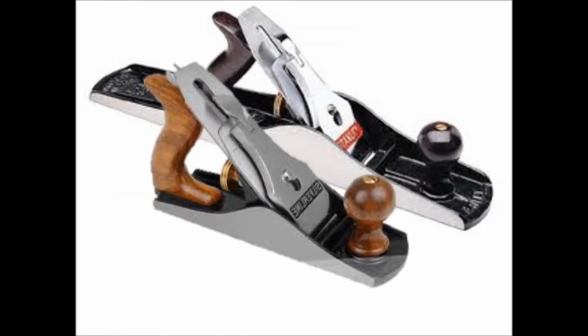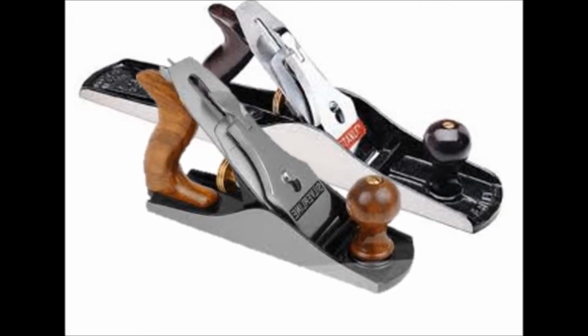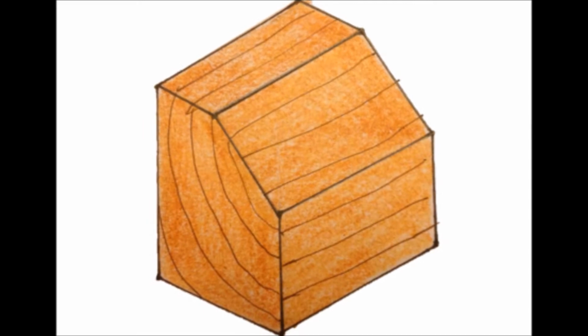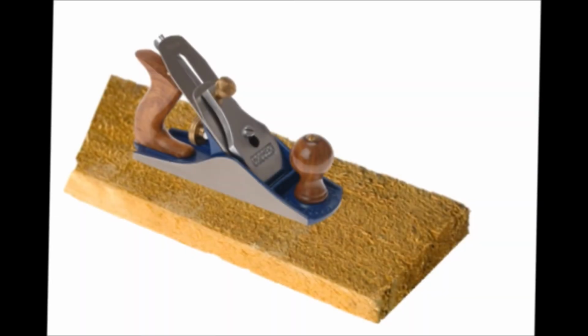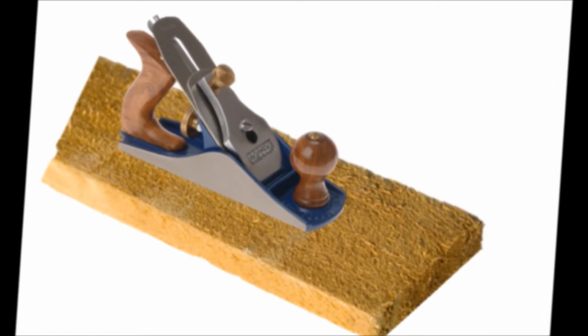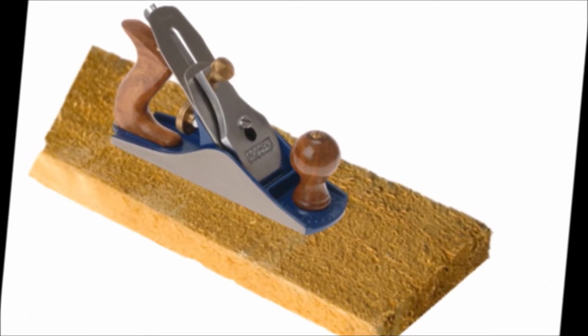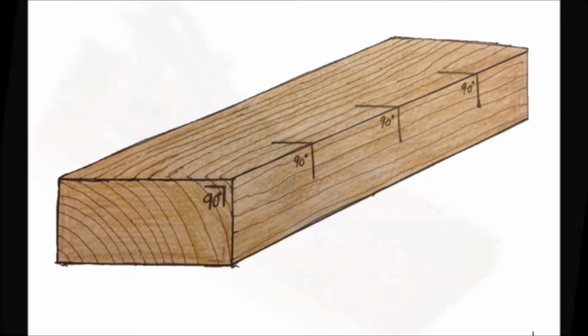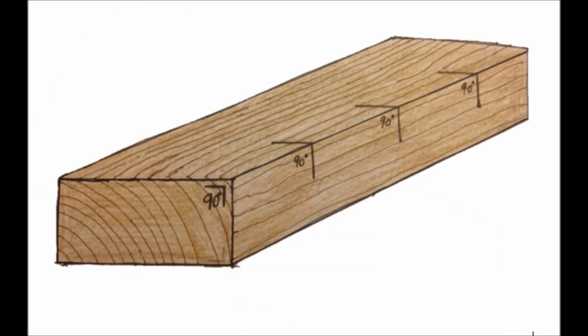The smoothing plane is a lot smaller in size than the jack plane. The smoothing plane is used for more design features, for example, a chamfer. As the sole of the smoothing plane is a lot smaller than the jack plane, this means that it wouldn't be as beneficial for making pieces of material as square as the jack plane.